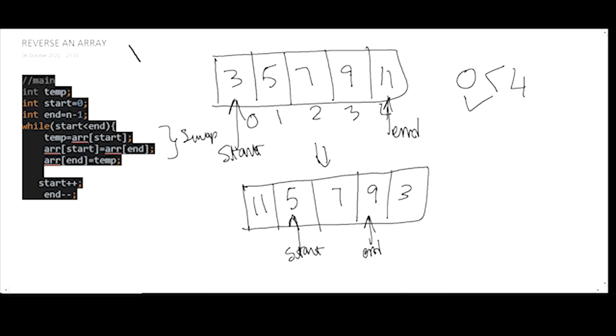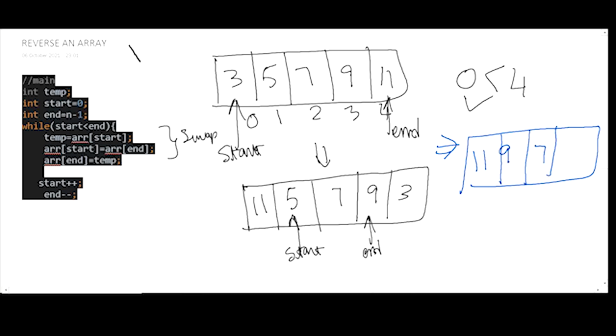After this, what is going to happen? 9 is going to come here and 5 is going to come here. So let me draw the final output. So this will be the final output. So 11 will be here, and in place of 5 it will be 9, and 7 will be as it is, and in place of 9 it will be 5, and here it will be 3. So finally all the values got swapped. So this is the working of this particular program.